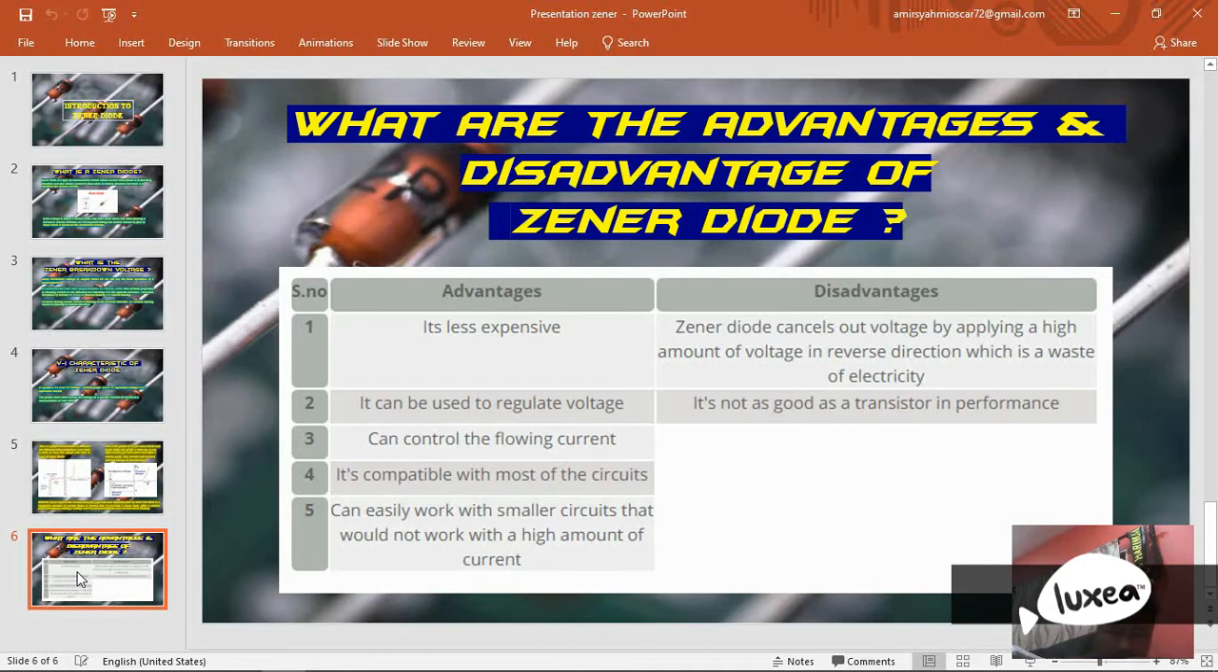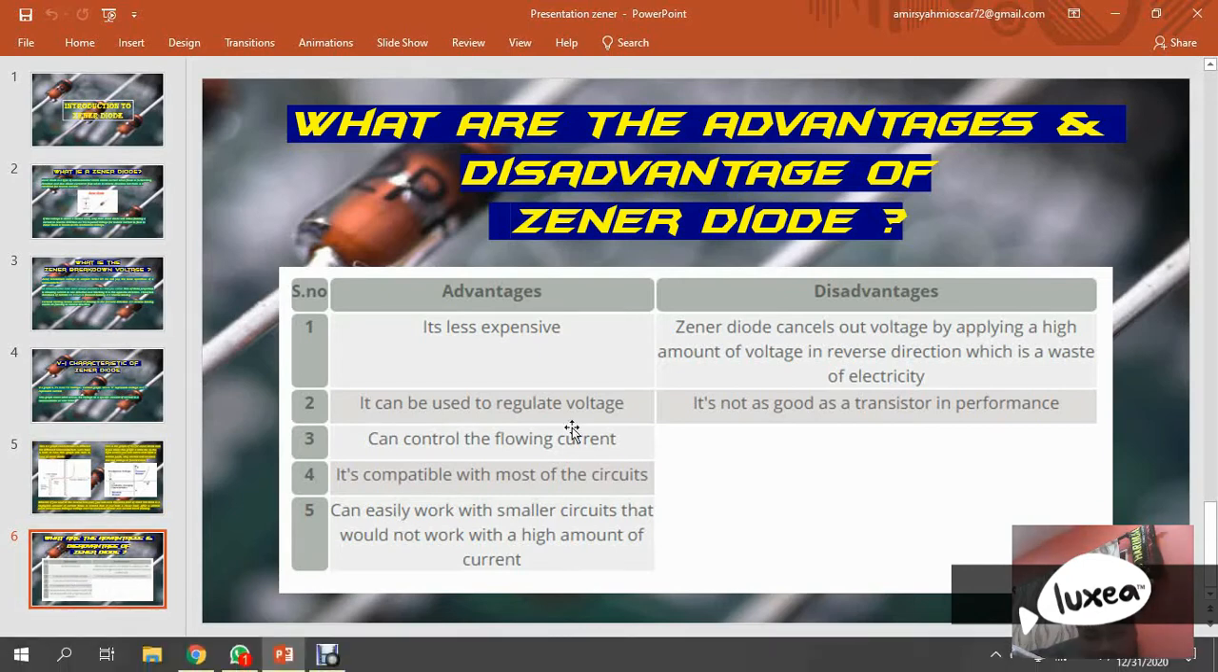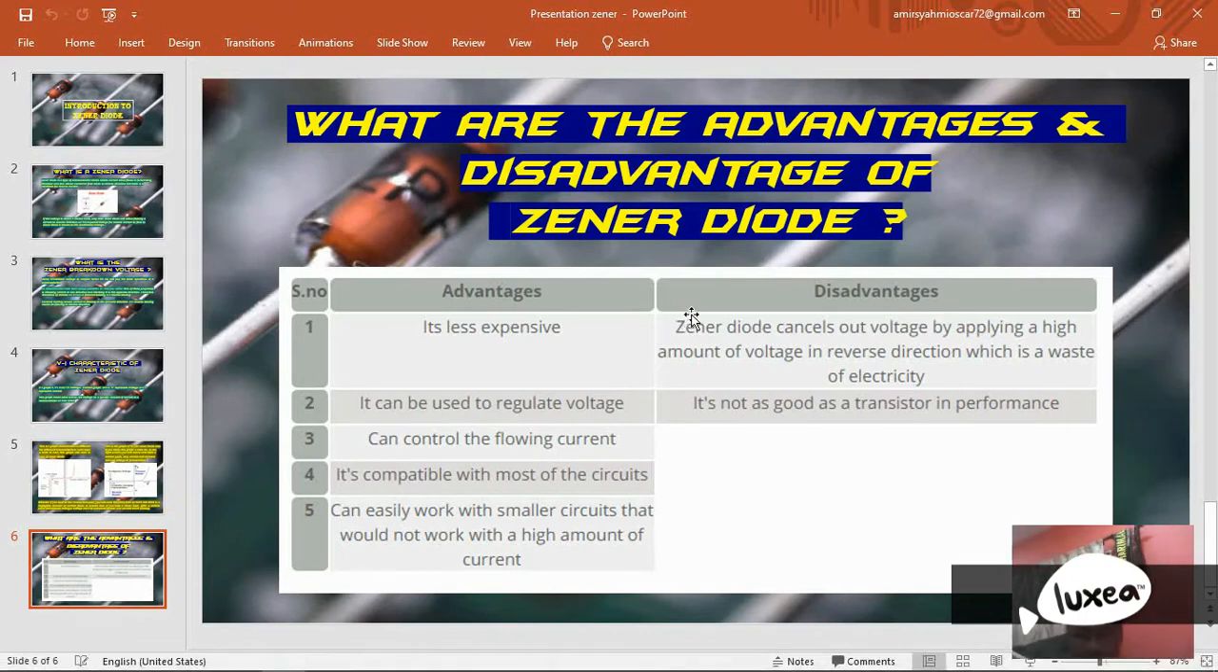And lastly, I would like to share the disadvantages. There are 2 disadvantages. First, the Zener diode cancels out voltage by applying a high amount of voltage in the reverse direction, which is a waste of electricity. And lastly, it is not as good as a transistor in performance.